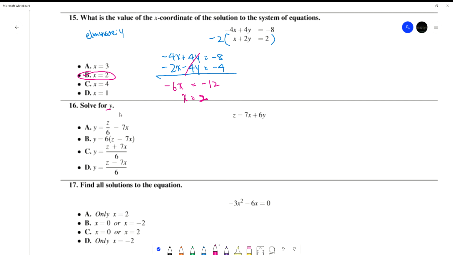It says solve for y, right? I see y is on the right hand side of the equation. So I'm going to subtract the 7x, move that up to the left hand side. So z minus 7x is equal to 6y. Lastly, I just divide by 6 on both sides, right? So I get z minus 7x over 6 is equal to y. And I see answer D is the same.